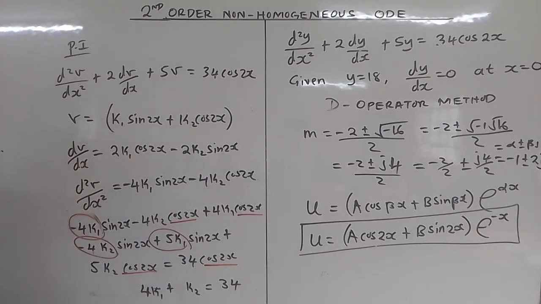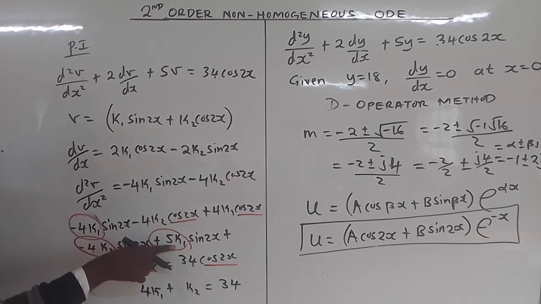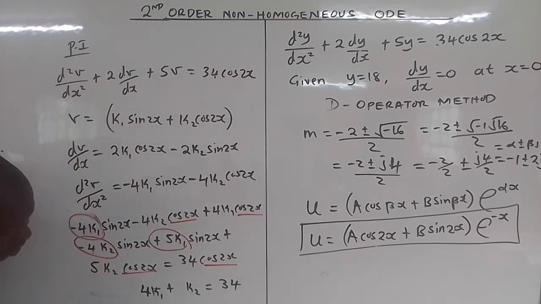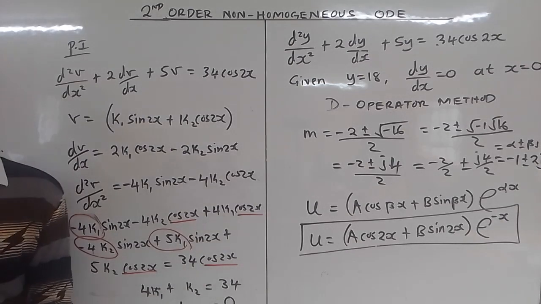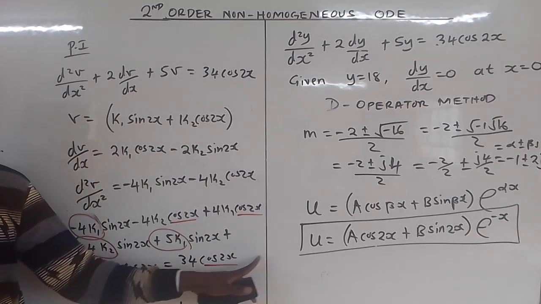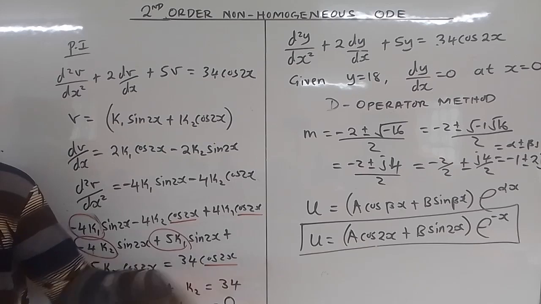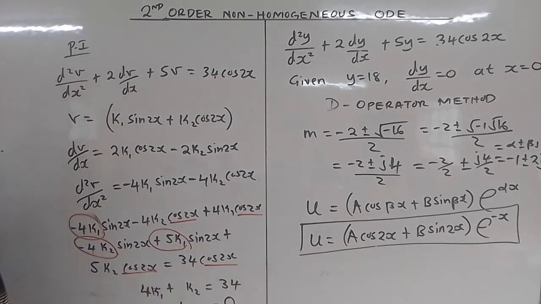So if you simplify, what do you get? Negative 4k1 plus 5k1, you get a total of k1, isn't it? Then minus 4k2 is equal to, what is the coefficient of sine 2x on the other side? 0. That's why there's no sine 2x on the other side of the equation, meaning its coefficient is 0, because 0 times anything is 0, isn't it? Are we together?